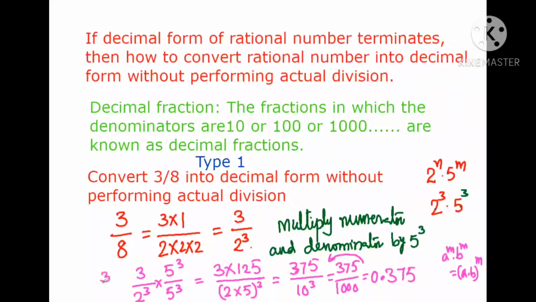So in this way, we can convert 3 by 8 into decimal form without performing actual division. Here 3 zeros are there. Starting from the right side, after 3 digits, you have to keep the decimal. If 2 zeros are there in the denominator, starting from the right side, after 2 digits, you have to keep the decimal. If 1 zero is there, starting from the right side, after one digit, keep the decimal, then the division is finished. Now, let us take one more example to understand the concept clearly.